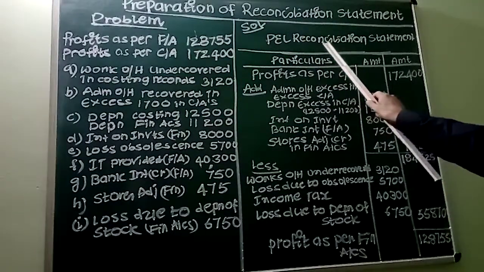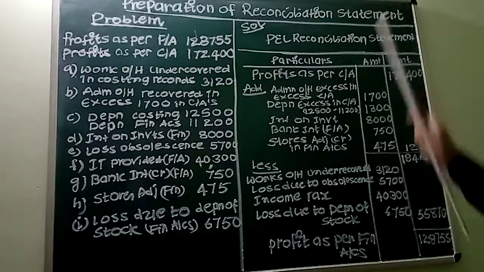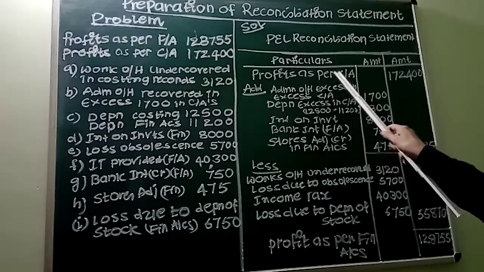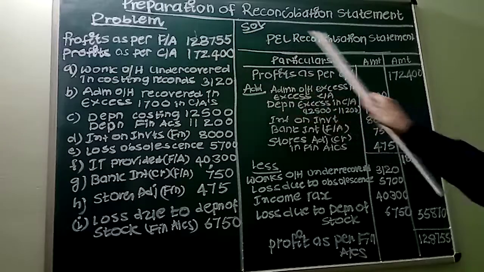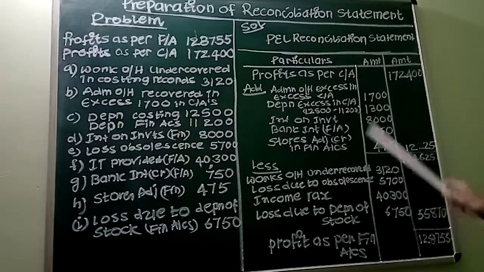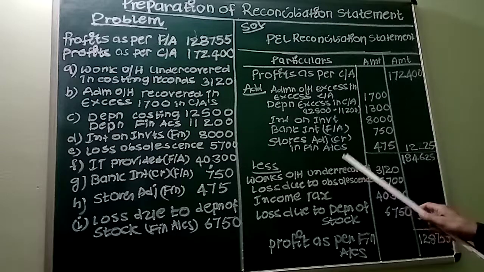See, profit and loss reconciliation statement. If the period is given, you have to take the period. So first you must take the basis, profits as per cost accounts. It is given in the problem. 1,72,400 rupees I have taken it. Now you must see what is happening to the profits in financial accounts. If the profits are increasing, you add it. If the profits are decreasing, you deduct it.